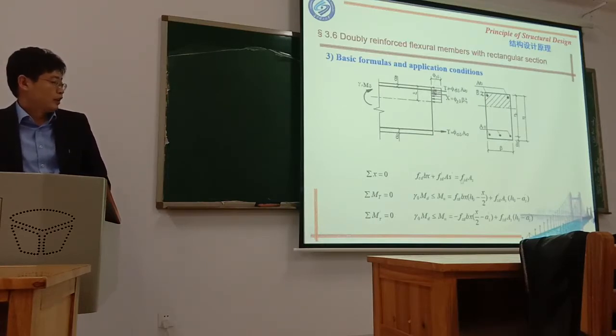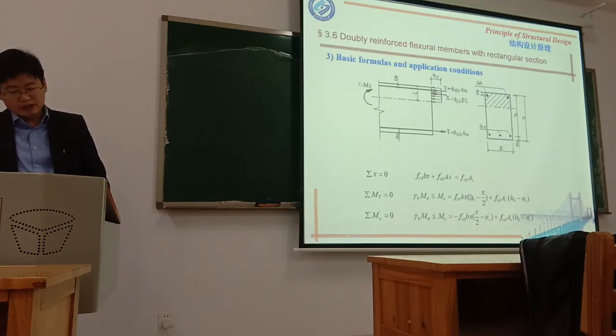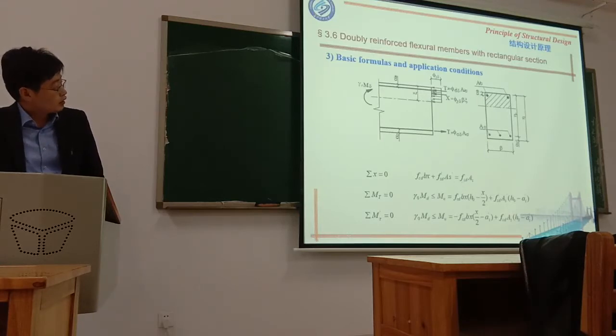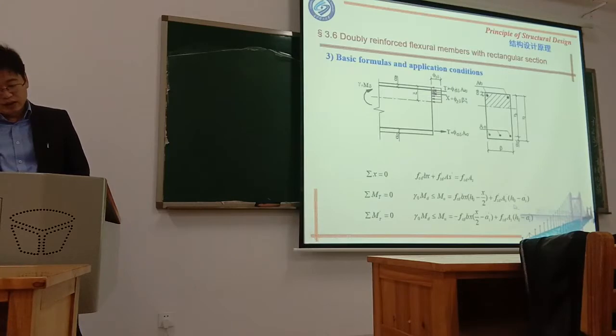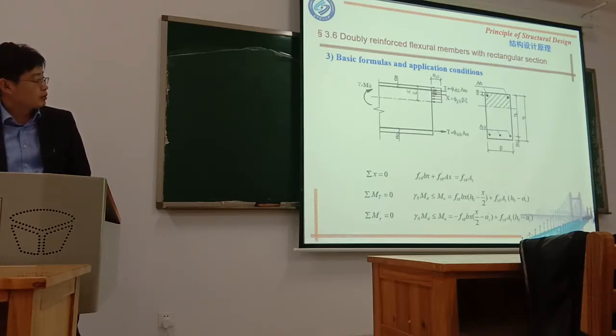And for the compression force, we got two parts. One part is FCD BX H0 minus half X. This is the same as single reinforcement. Another part is borne by the reinforcement in the compression zone. This part is FSD prime AS prime, H0 minus AS prime. H0 minus AS prime is the arm for this compression force.